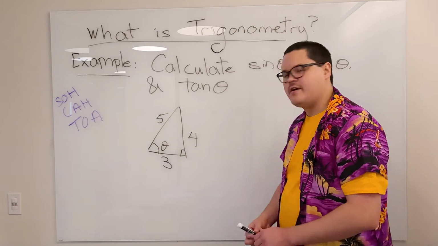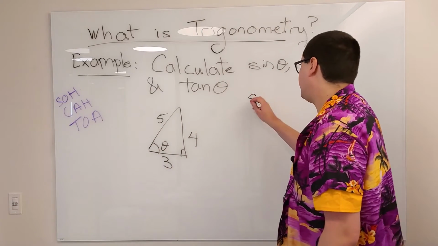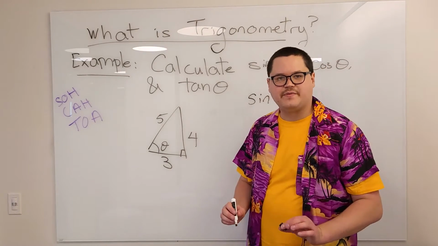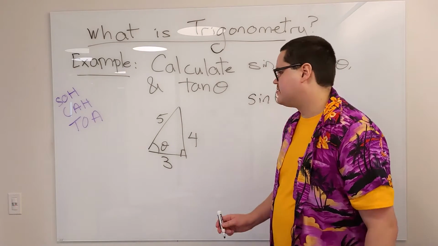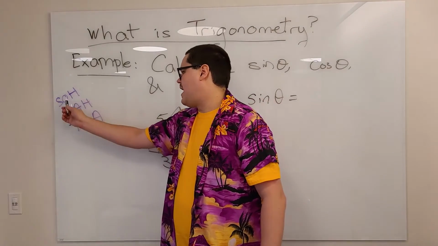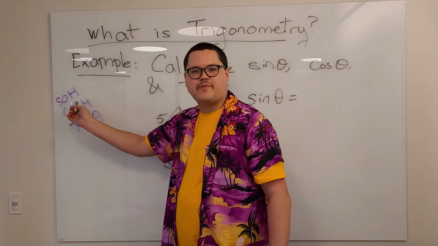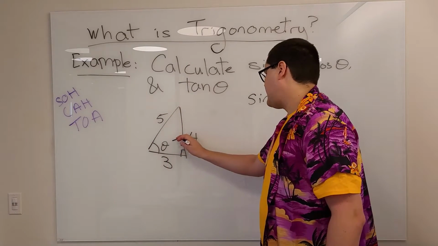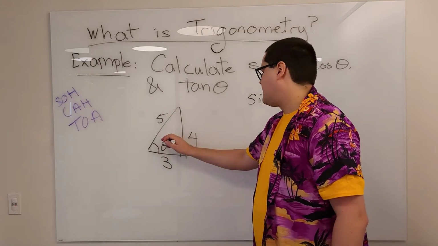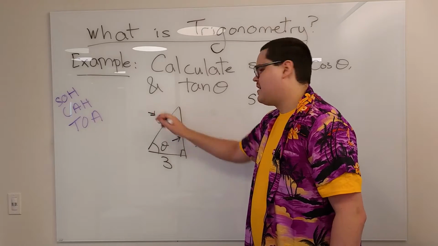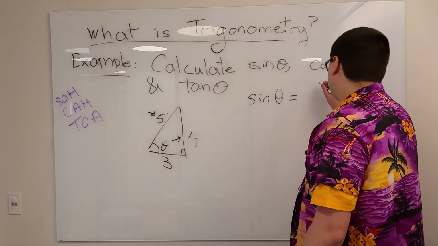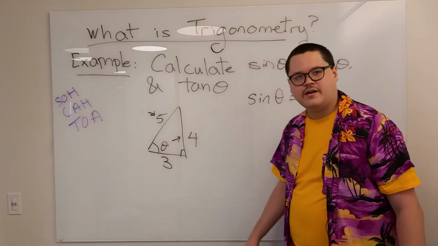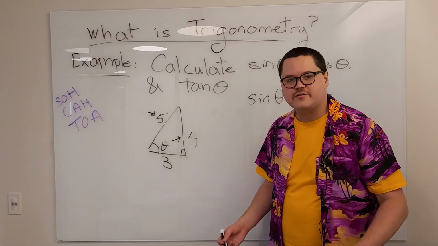Well, it's easy. First, sine of theta. Well, that's opposite over hypotenuse. So, opposite over hypotenuse is sine. So the opposite side is 4, the hypotenuse is 5, and there we go. 4 over 5.